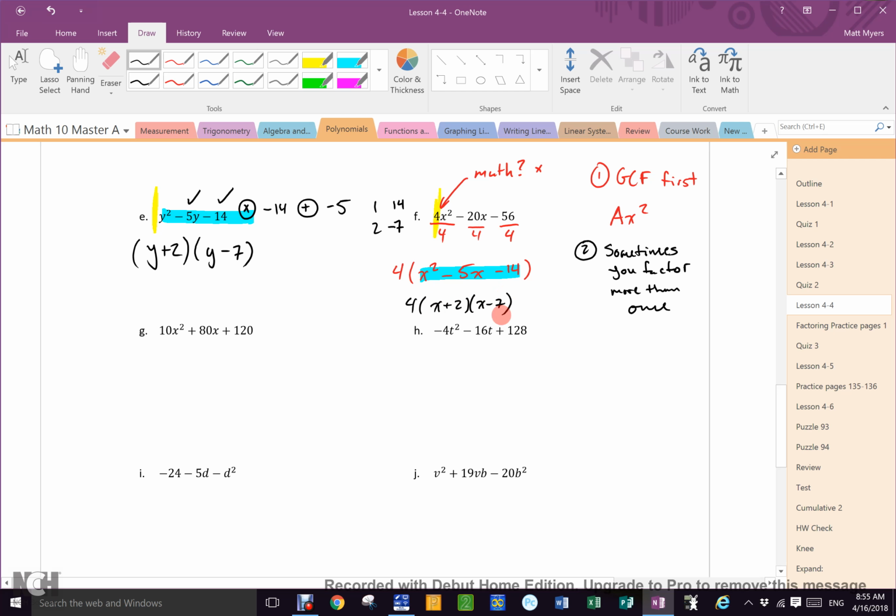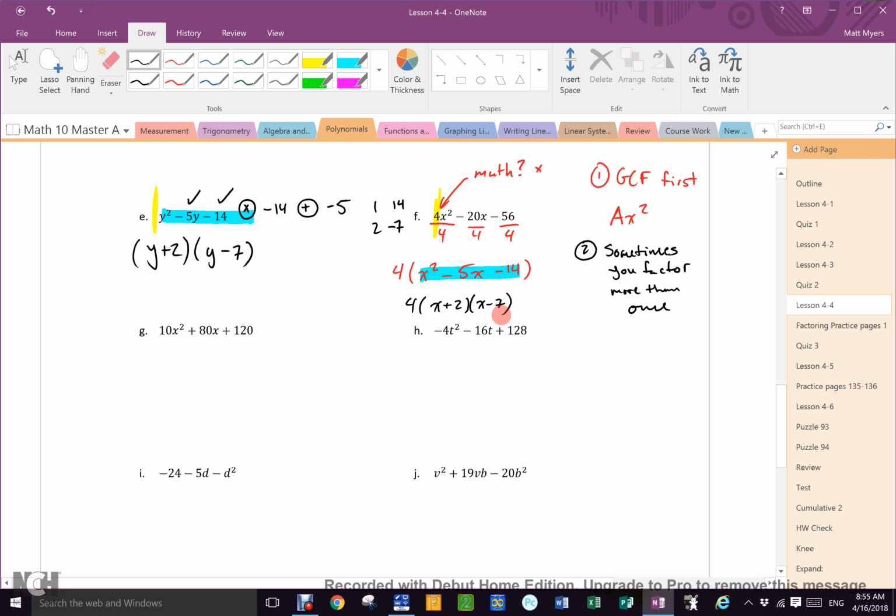Positive 4t minus, I'll help you out because I don't want you to have to get out your calculator, 32. Right? Am I done? I have to check. I might find a pair of numbers that do what and what? What would they multiply to? Negative 32. And what would they add to? Positive 4. Is it 1 and 32?